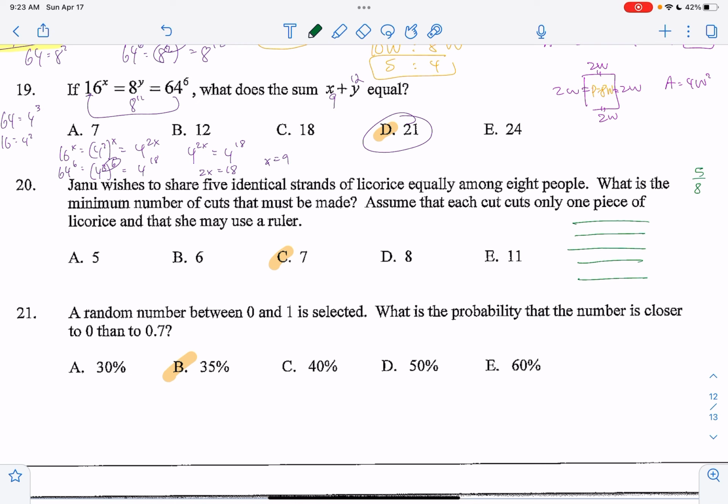So each person must get 5/8 of a strand. If you say each strand is like a foot long, each person must get 5/8 of a foot. To figure out how many cuts she has to make, if anything, you can put everything together. So it's entirely 5 feet, and you want to cut this into 8 equal pieces.